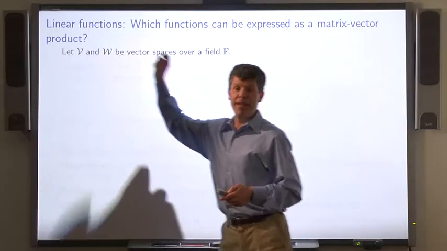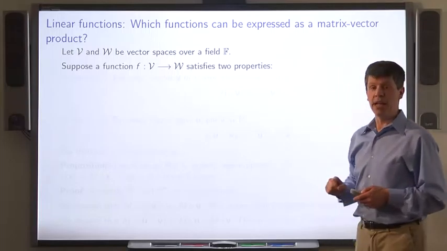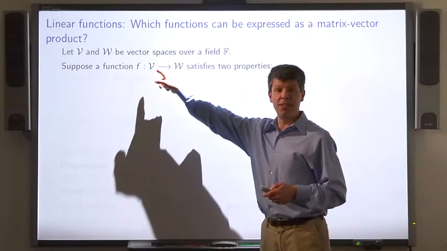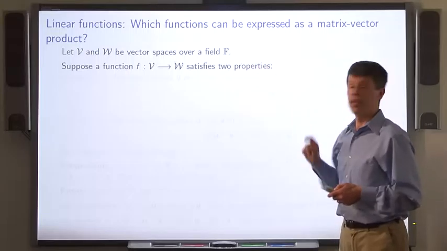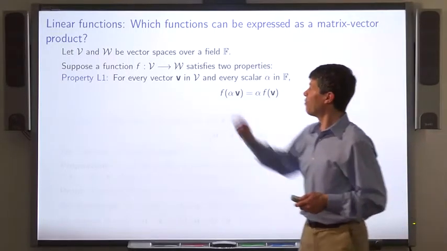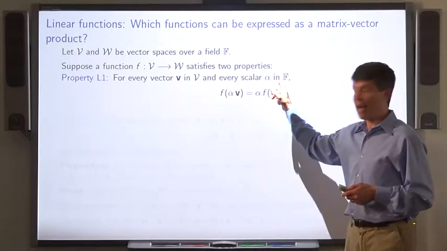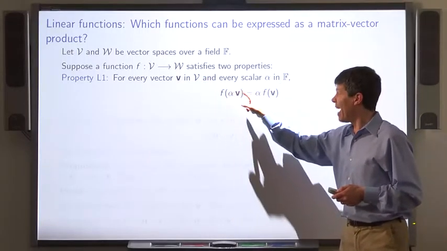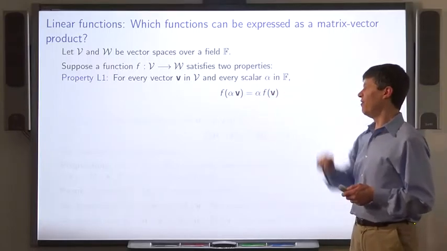Let big V and big W be vector spaces over some field. And suppose a function f whose domain is big V and whose codomain is big W satisfies the following two properties. Property L1 is that for every vector v in big V and every scalar alpha, f(alpha v) is the same as alpha f(v).